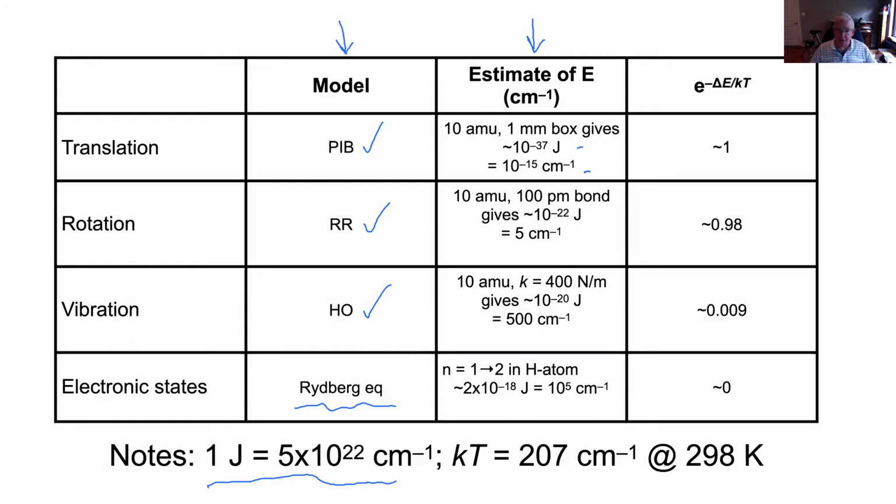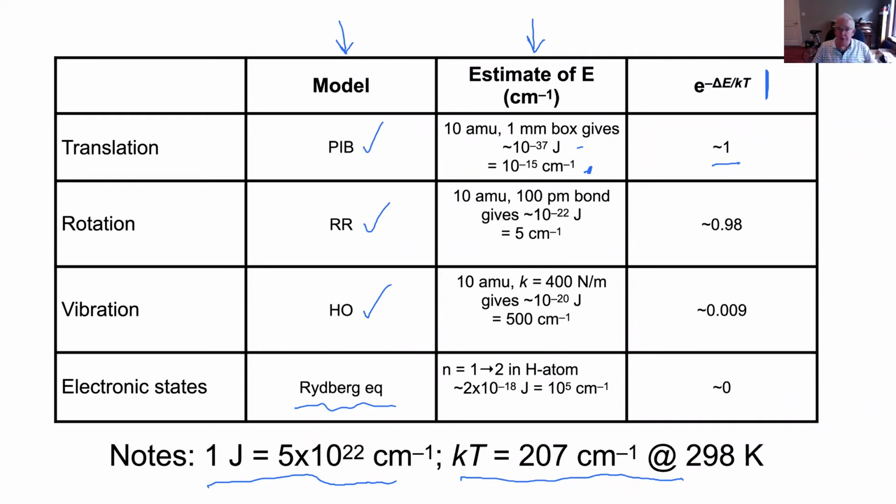A handy number to have at your disposal is that around room temperature, kT is about 200 wave numbers, okay? So at room temperature, kT is very, very much bigger than this 10 to the minus 15 wave numbers, so I'm going to have a really large number of translational states that are occupied. That's also reflected in this exponential expression over here, which tells me the importance of these terms. It says e to the minus delta E over kT. At this point, delta E is very, very much smaller than kT, so this exponential is essentially 1. The exponent is essentially 0.